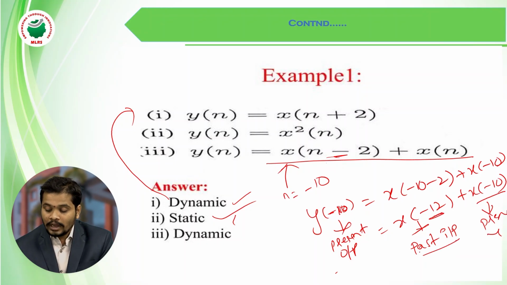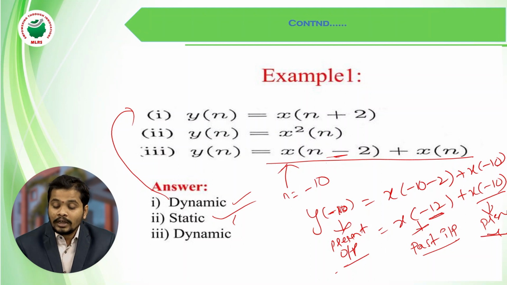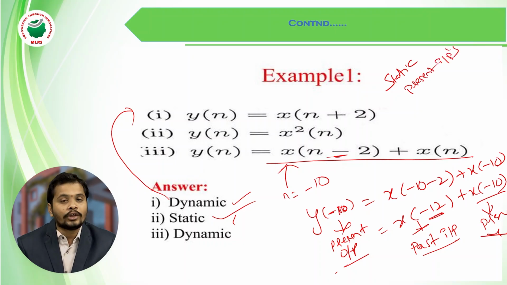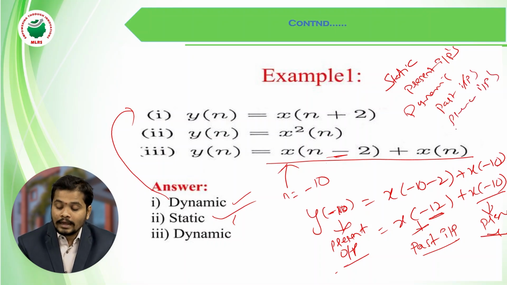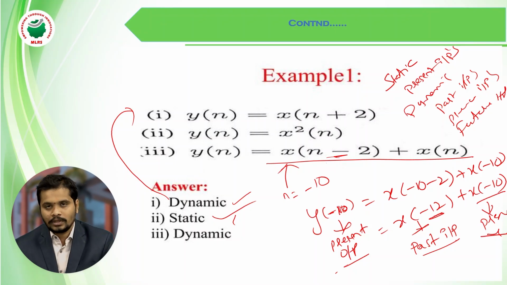So the present output depends upon the past input and present input. What is that system? A dynamic system. Already we know that a static system depends upon present inputs, not on the future and past inputs. A dynamic system is nothing but what? Past inputs maybe, and present inputs maybe, and also future inputs also. That is the difference between static and dynamic.